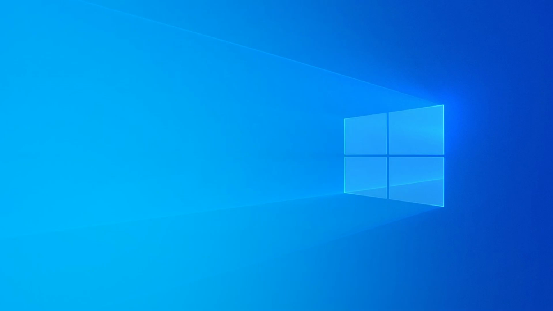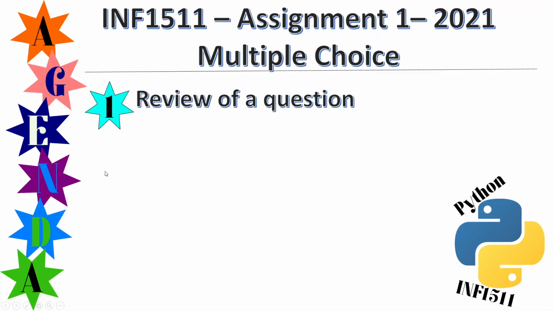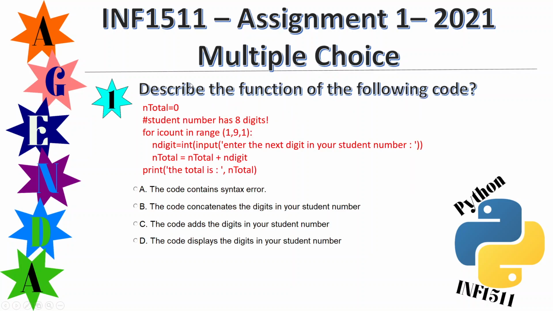There's actually a question in assignment 1 of 2021, the multiple choice. One of the questions says, describe the function of the following code. It has n total equals 0. Student number has 8 digits. For r count in range from 1 to 9, each digit, it creates a variable n digit of type integer, and it says input, enter the next digit of your student number. It says n total equals n total plus n digit. Print the total is. So this one adds the digits of your student number.